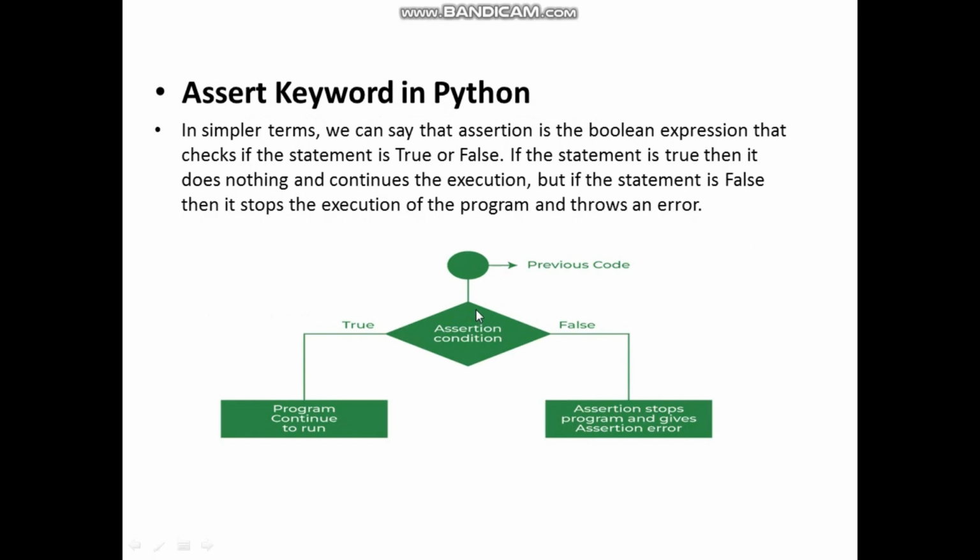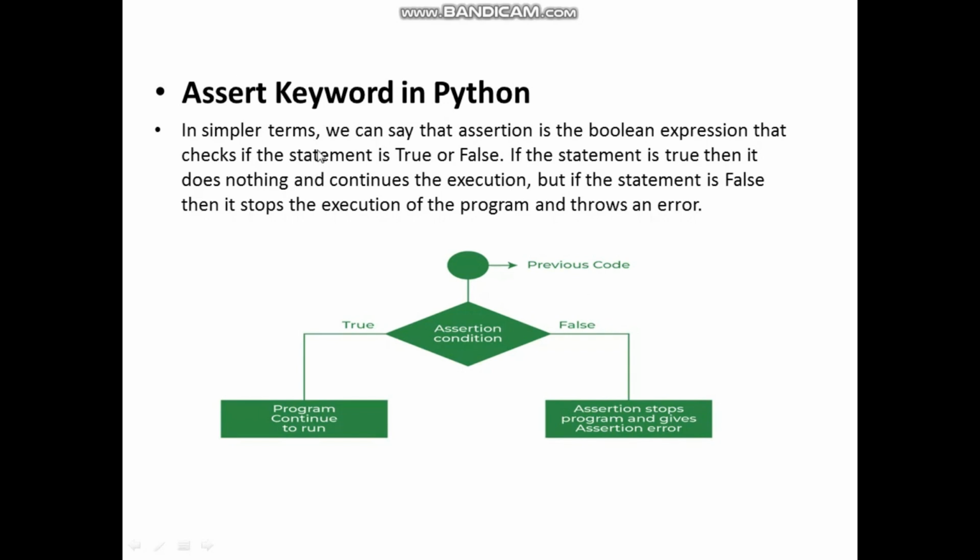Coming to this flowchart, we have an assert condition here. When this condition is true, the program will continue to run further. If this condition is false, the assertion stops the program and gives the assertion error. The remaining will not be executed.